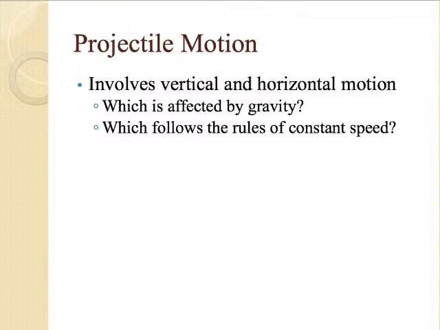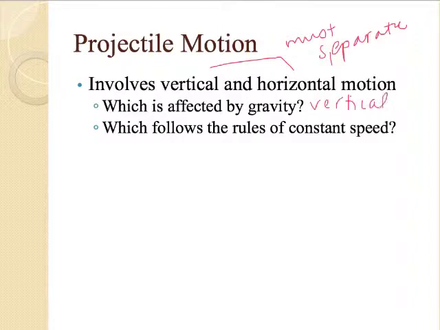So projectile motion involves a combination of vertical and horizontal motion. One thing I want to state right now is you must separate the two because they follow different rules. Things that are moving vertically versus horizontally, which one actually has gravity involved? Think about it, which way does gravity point? Gravity points down, that would be a vertical direction. So vertical motion is affected by gravity. The horizontal motion, however, is not. All the horizontal motion is constant speed.